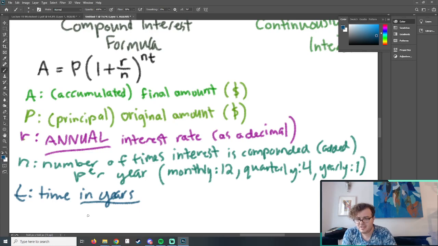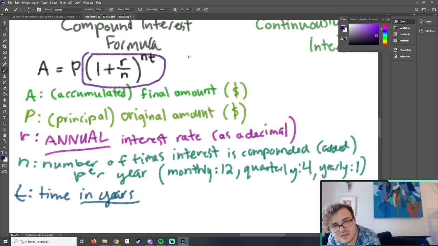So again, this formula looks a little scary to start with. Let's jump into where it comes from. The big idea of this formula is that this whole thing right here that I've just circled in purple is a percent.